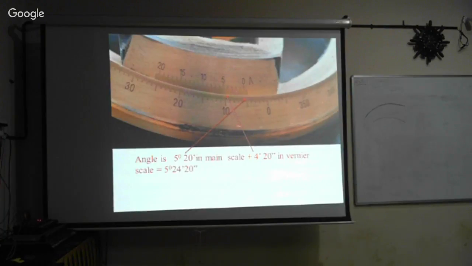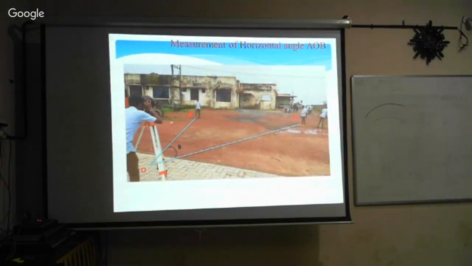Therefore, the main scale reading is 5 degrees 20 minutes and the vernier scale reading is 4 minutes 20 seconds. The total value of the reading for this position of the instrument is 5 degrees 24 minutes 20 seconds. Shall we go? Yes. Next, measurement of horizontal angle.